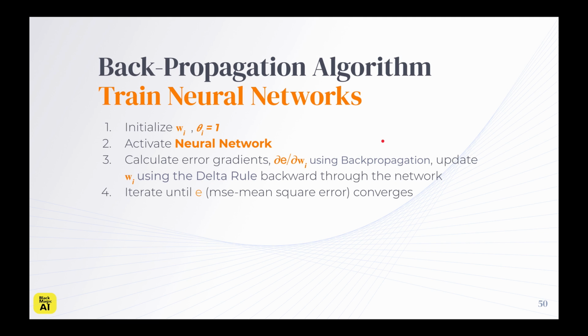So let's recap the backpropagation algorithm to train neural networks. How does it work? We initialize our weights with random values. We can set our bias equal to 1. We activate our neural network, which means we get an output from our neural network. Then we calculate our error gradients using backpropagation. Then we update our weights using the delta rule as we go backward through the network. And we iterate until our mean squared error converges. That just means further iterations no longer significantly change our output. At that point, we want to stop the iterations.